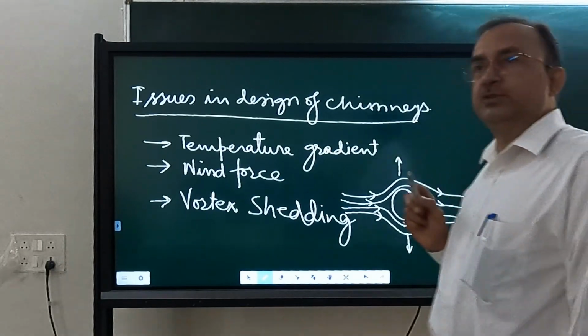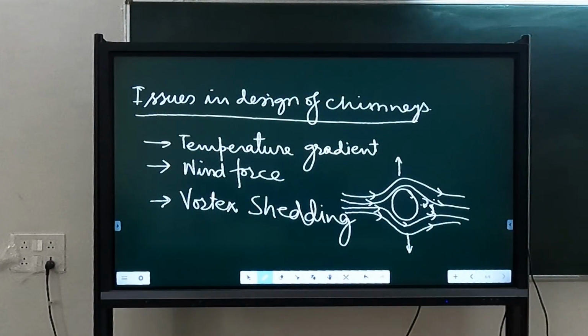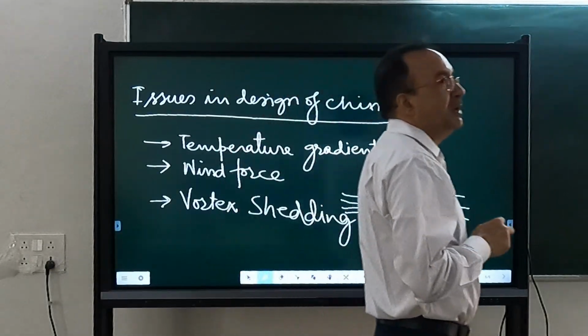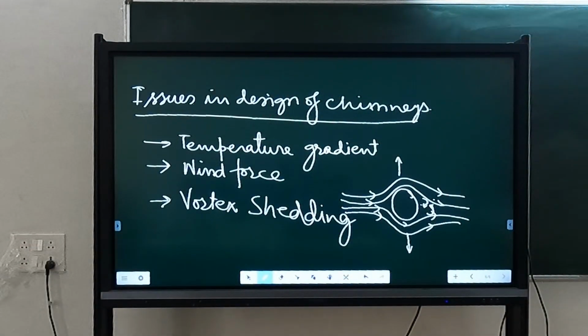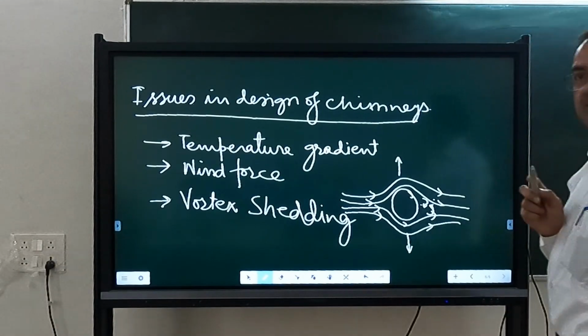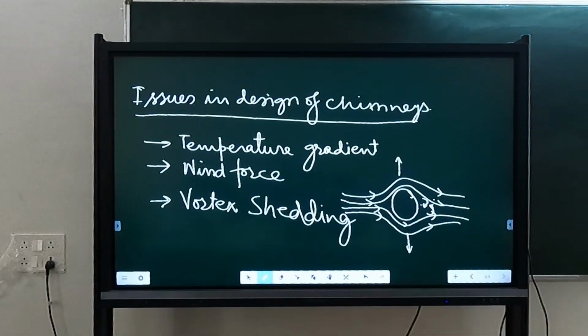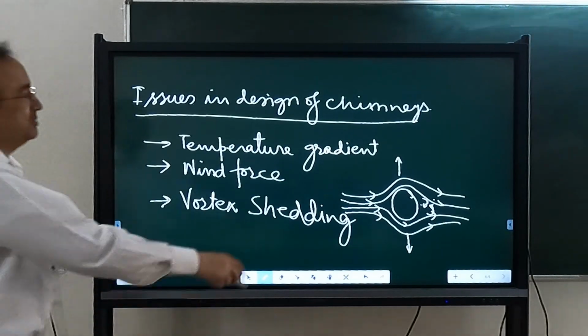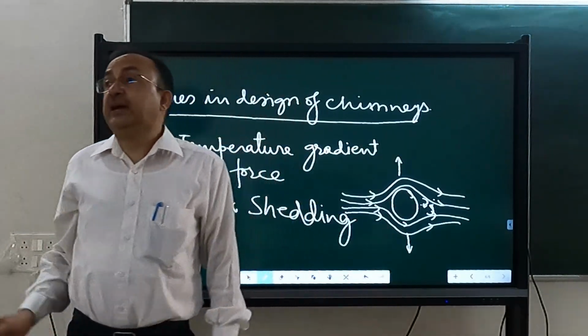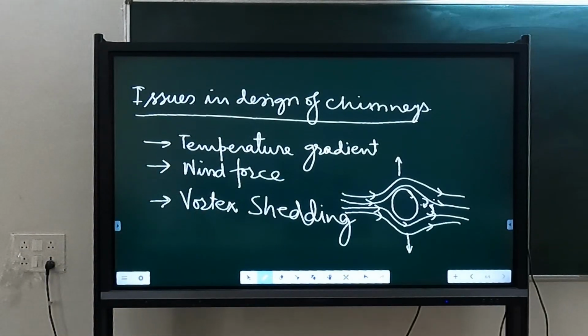What can happen in case of harmonic force? Its frequency many times matches with the lateral frequency of vibration of the chimney. So it is not the longitudinal force which is a big problem. Longitudinal force is more or less static, and you can design a chimney for that. But this vibratory motion in the transverse direction due to vortex shedding is a big problem, and all flexible structures have this problem.